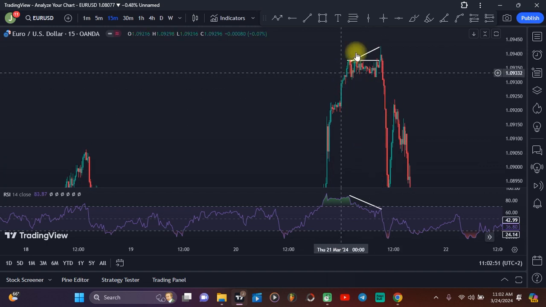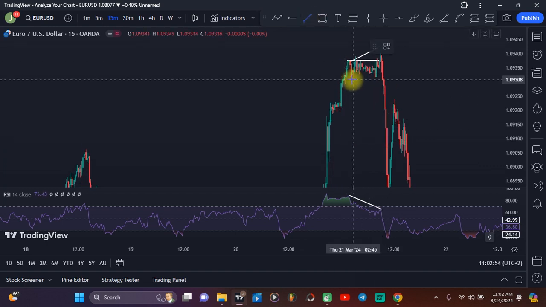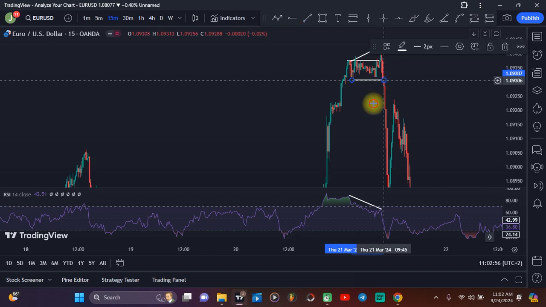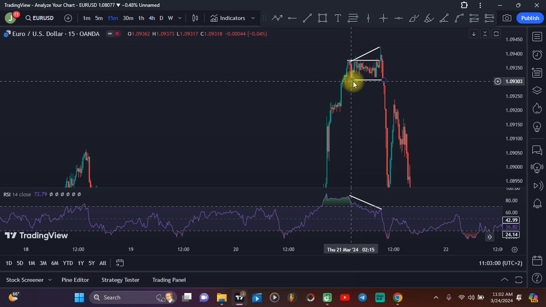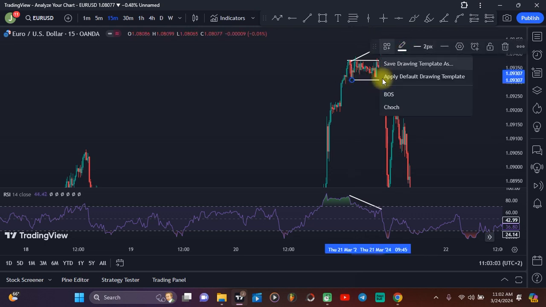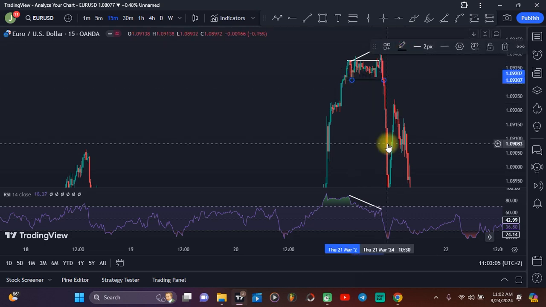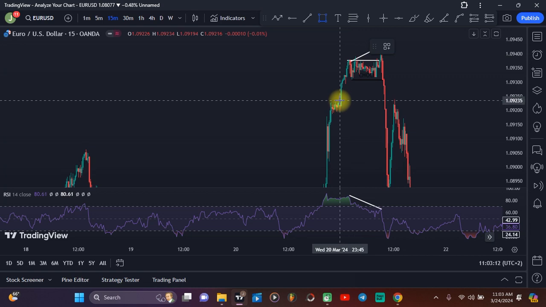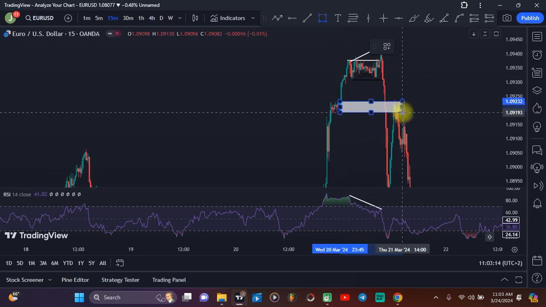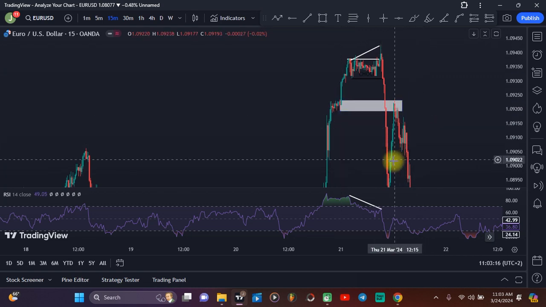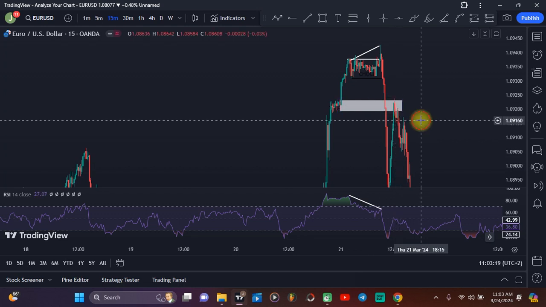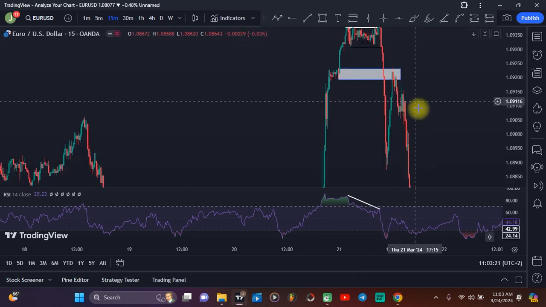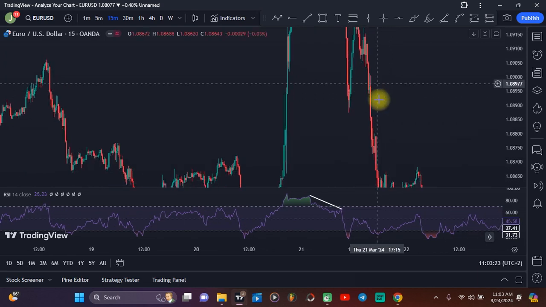As you can see, the market then did what? It took out the previous low, creating a change of character, and after creating that change of character to the downside, the market then retraced to react on what? On this breaker block over here. As you can see, the market retraced, tapped into our breaker block, and then it started pushing to the downside.